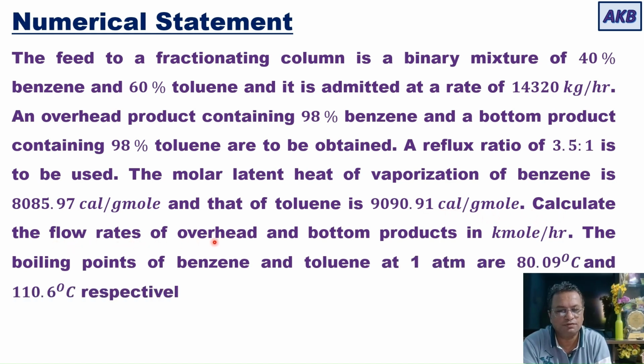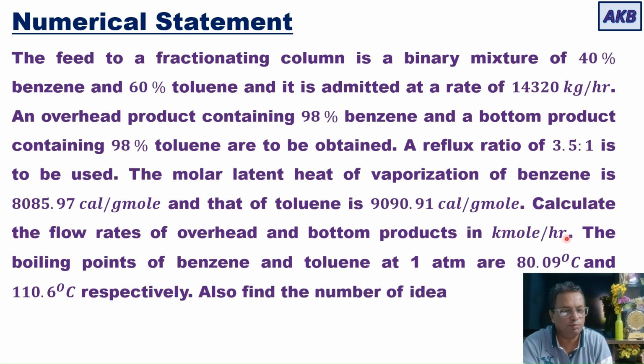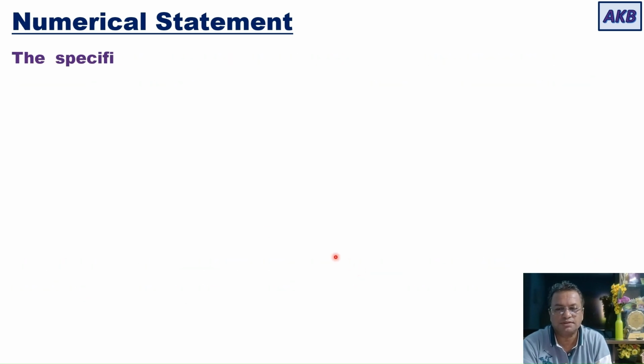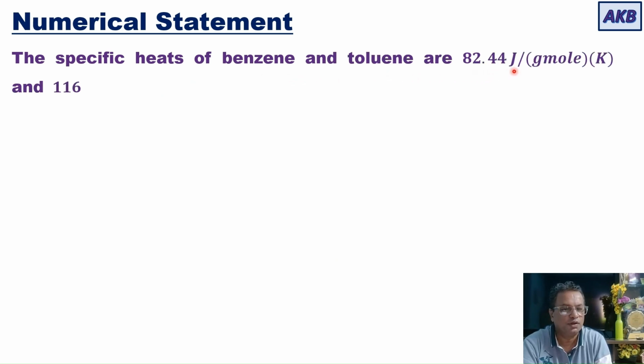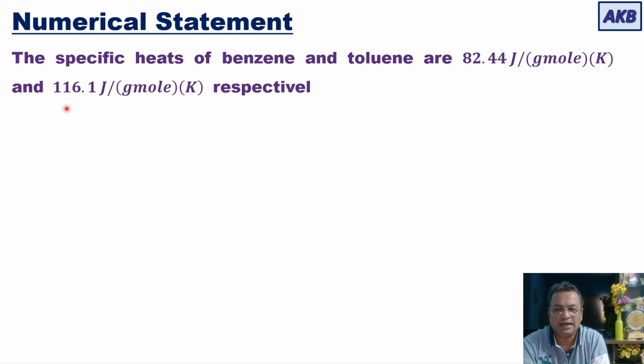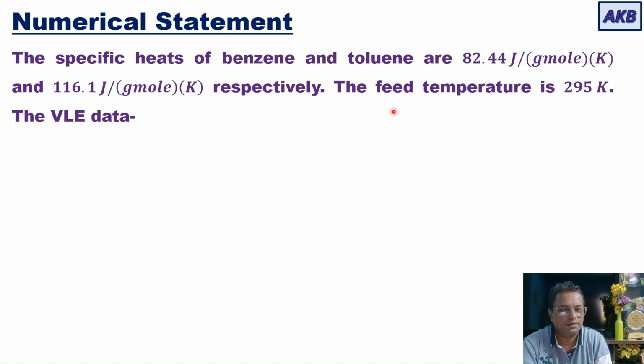Calculate the molar flow rate of overhead and bottom products in kilomole per hour. The boiling points of benzene and toluene at 1 atmosphere are 80.09 degrees Celsius and 110.6 degrees Celsius respectively. Also find the number of ideal stages. Some additional data is also provided to us. The specific heats of benzene and toluene are 82.44 joule per gram mole per Kelvin and 116.1 joule per gram mole per Kelvin respectively. The feed temperature is 295 Kelvin.